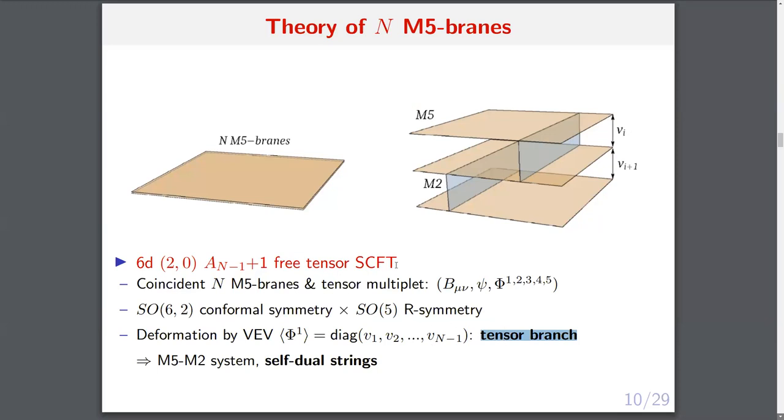It's more transparent to view the tensor branch in the brane setup. In the tensor branch, the coincident N M5-branes are separated from each other, and the separation distance is proportional to the tensor VEV v. Also, M2-branes are suspended between the M5-branes. The tensor branch physics of the 6D theory can be studied from the M5-M2 brane system. And the stretched M2-branes become the self-dual strings in the 6D field theory.